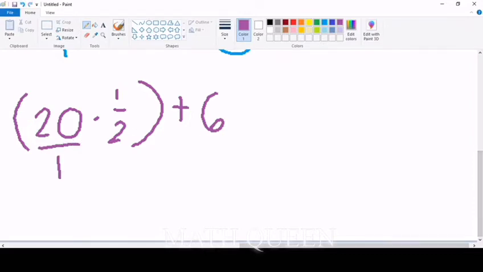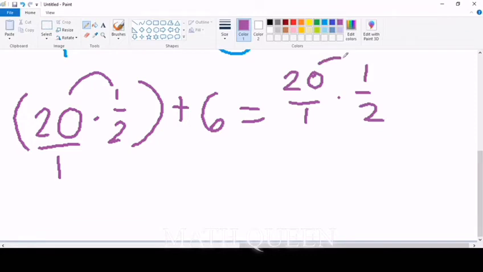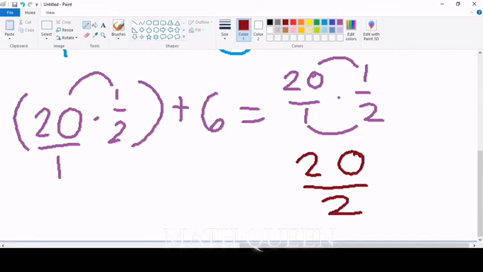And now we have a fraction. Now we can multiply 20 by 1. So let's write this over here. 20 times 1 is 20. And 1 times 2 is 2. I think you can tell that we can reduce this fraction into a whole number. 20 divided by 2 is 10.